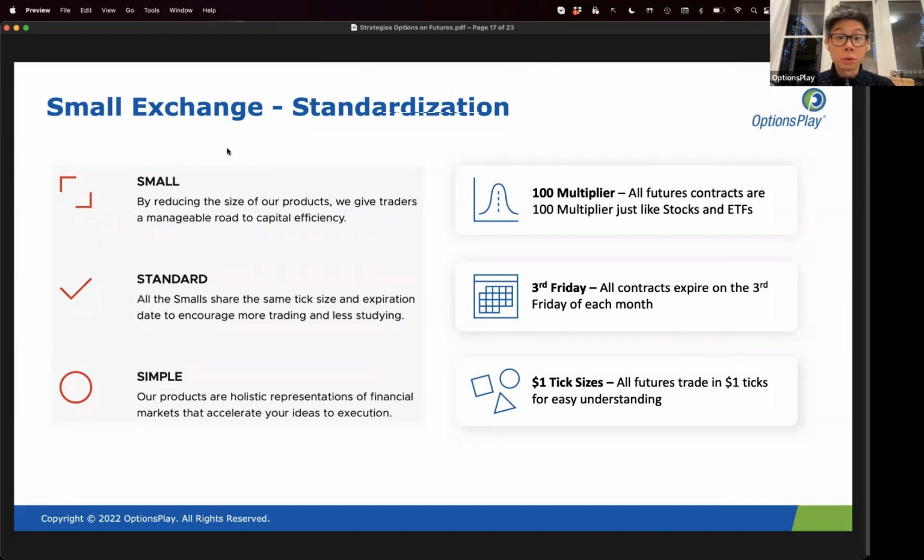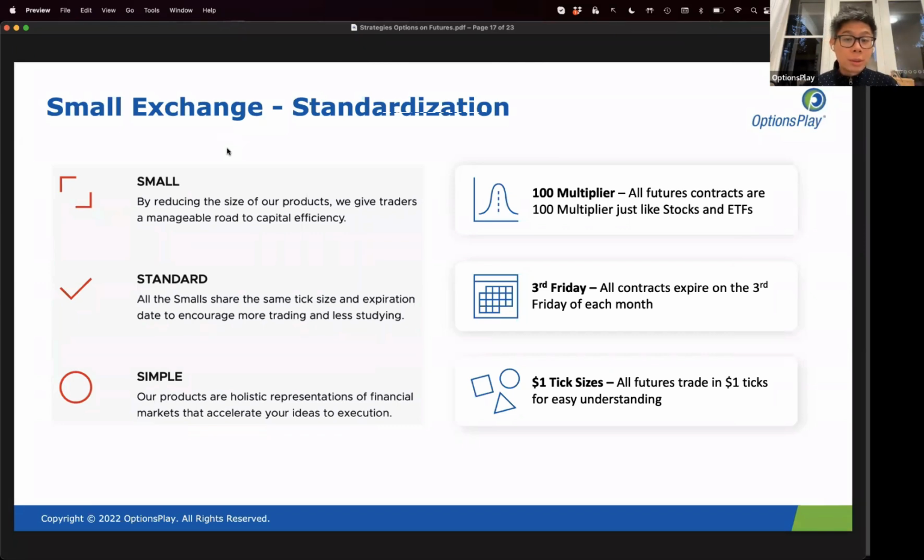You had to learn about the different multipliers for each contract. Unlike stocks and options where everything is 100 shares, it's easy to understand regardless of what equity or what ETF you're trading. It's always 100 shares. The small exchange applied a 100 multiplier across all of their futures contracts when it comes to options. So you have an easier time transitioning as opposed to traditional futures. You have all different types of crazy multipliers and you have to learn them for each product that you trade. It's like every single stock that you trade, you have to learn how many shares each contract controls. It's much harder to get started with those types of contracts.